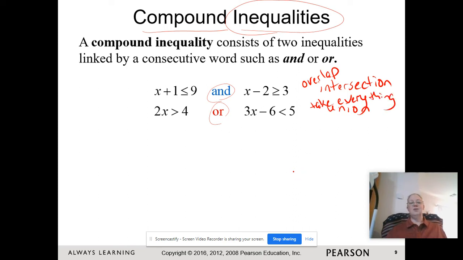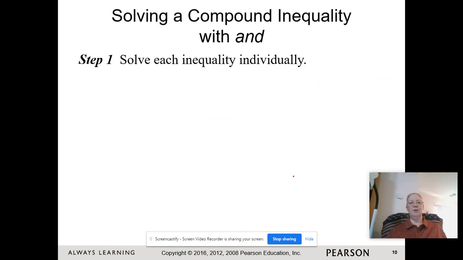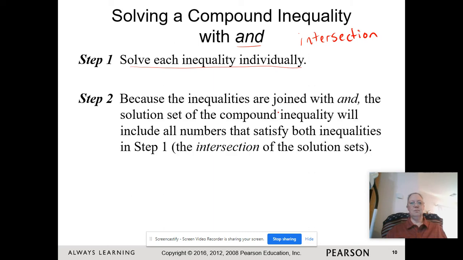Okay, so here is how we are going to solve these compound inequalities. We're going to start with "and", which is the intersection. We're going to solve each inequality individually. Because they are joined with "and", the solution will include all of the numbers that satisfy both inequalities, aka the intersection.